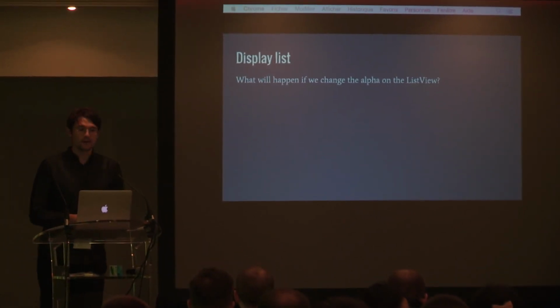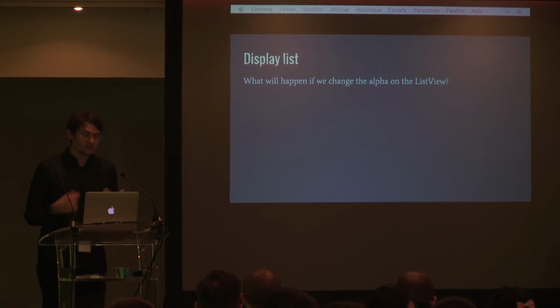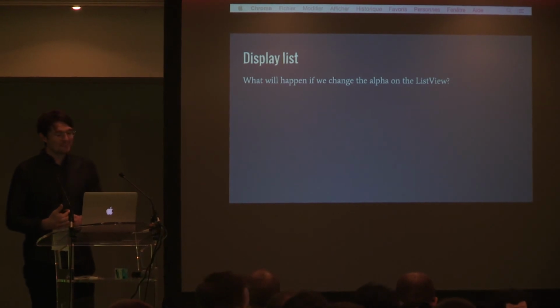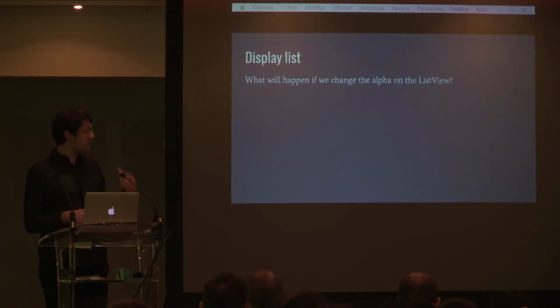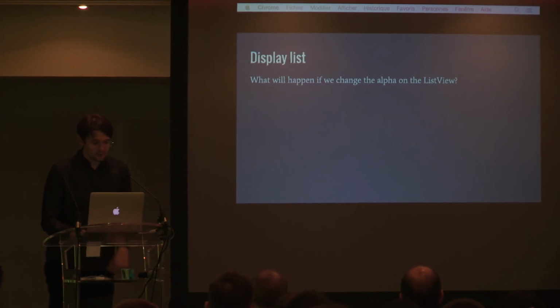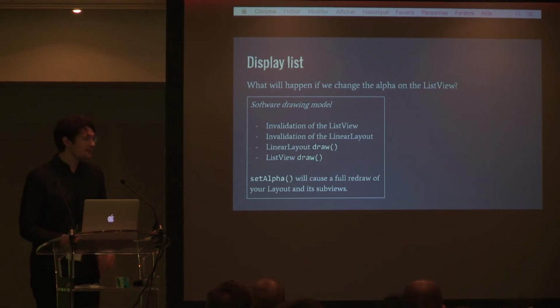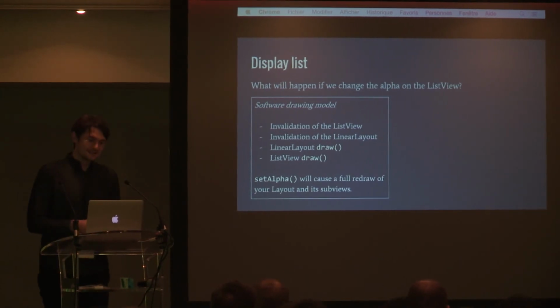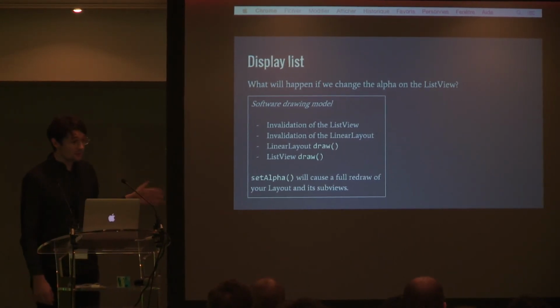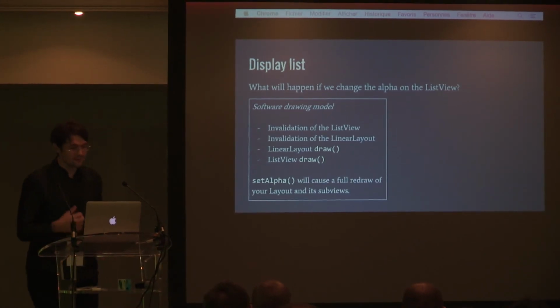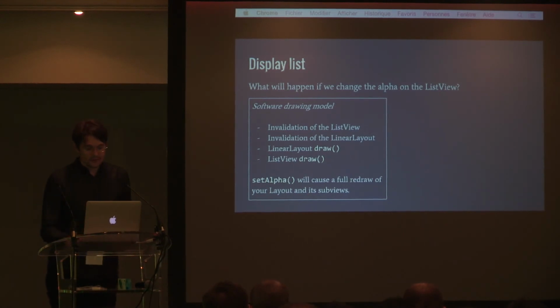Another question: there are some properties that are known to be better for hardware acceleration, such as alpha. But what happens when you change the alpha on the list view in the previous layout? In the traditional model, you invalidate the list view, you invalidate the linear layout, you redraw everything. Basically, set alpha will cause your layout to be fully redrawn. That's not very good.